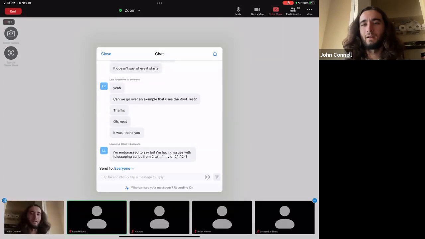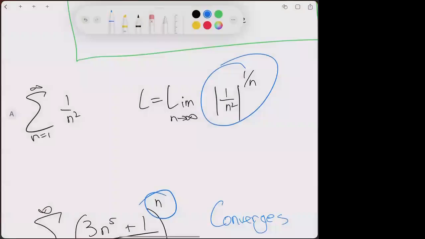Lauren says, I'm embarrassed to say, the sum with telescoping, n from 2 to infinity of 2 over n squared minus 1. Don't be embarrassed. That's fine. So let's take a look at that.